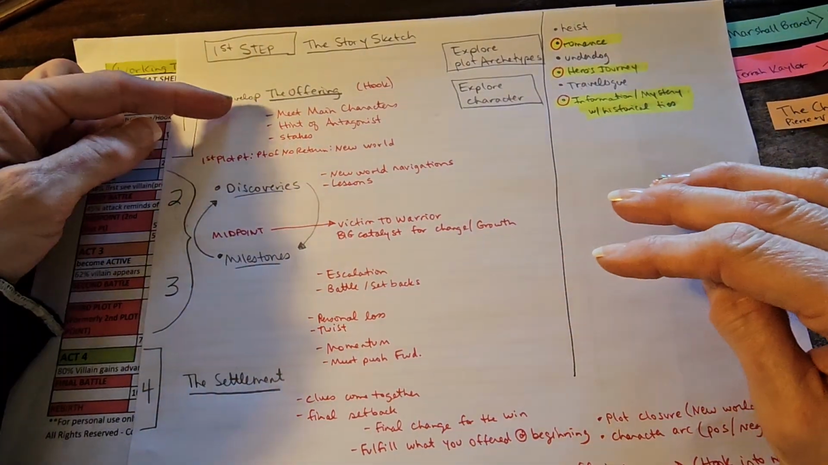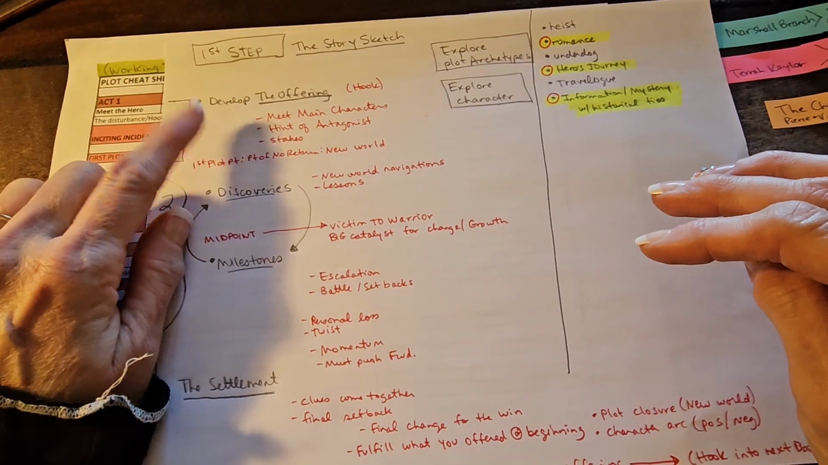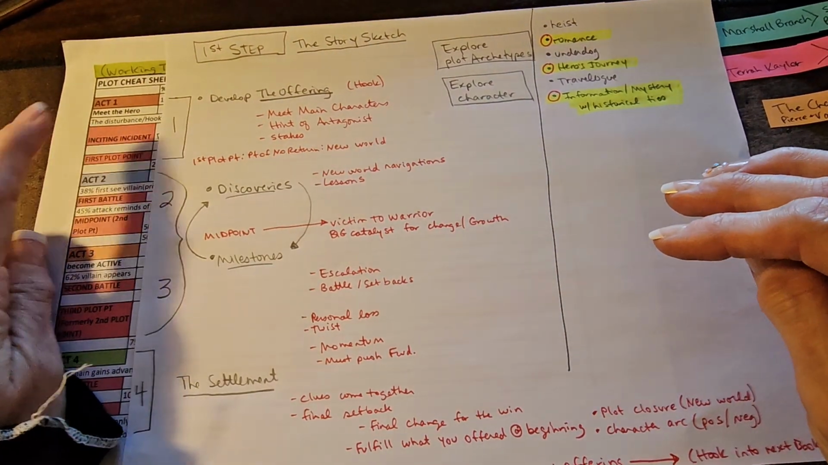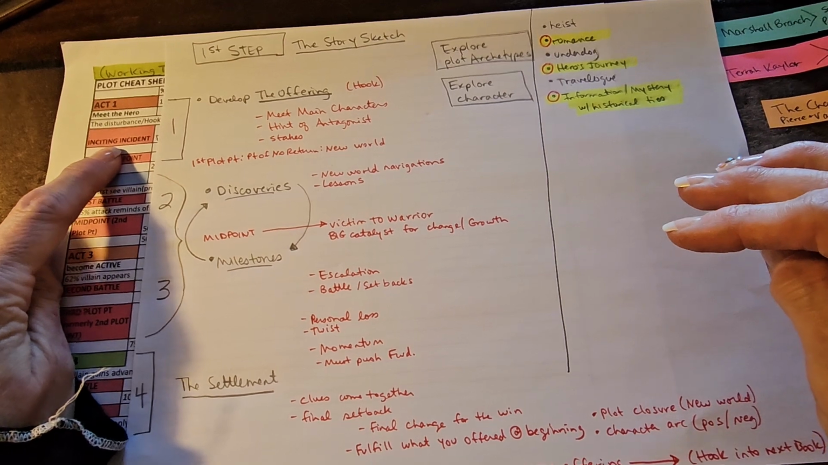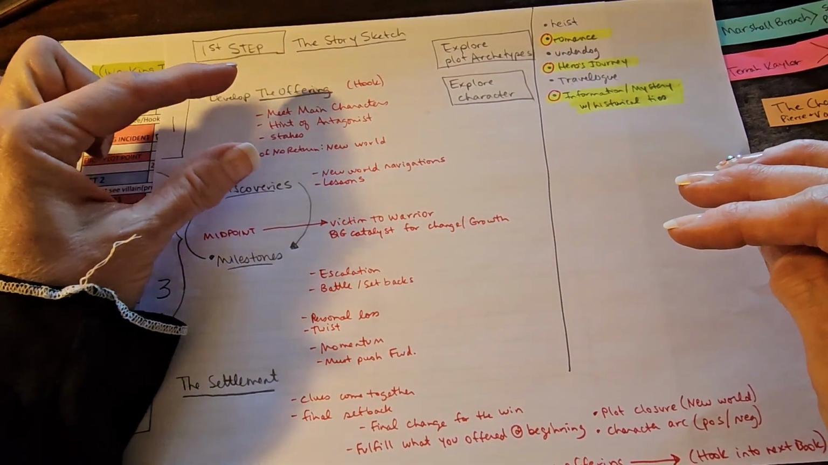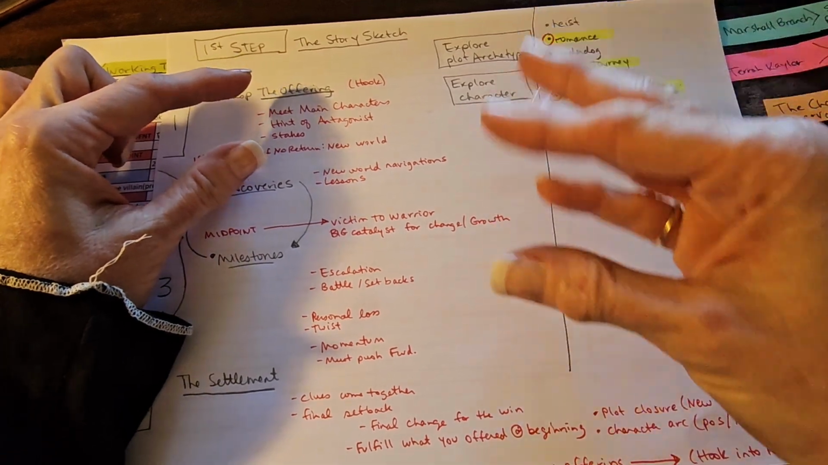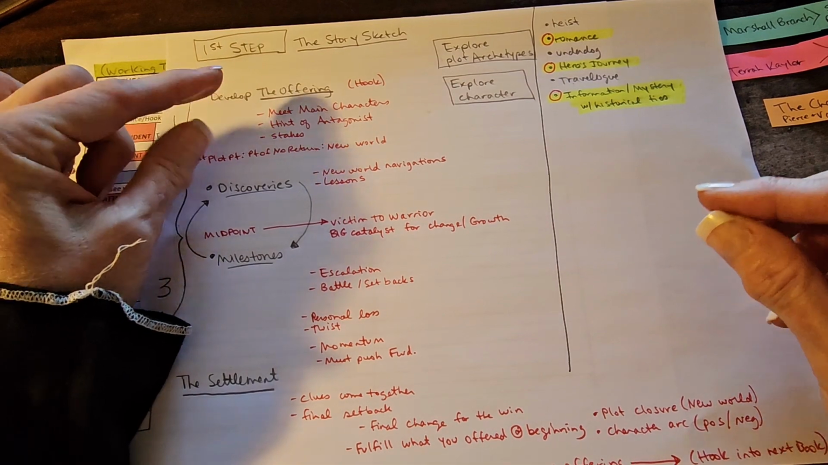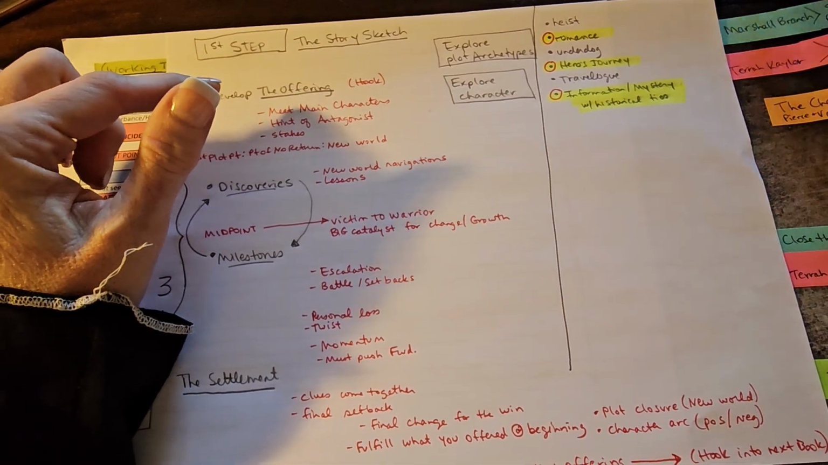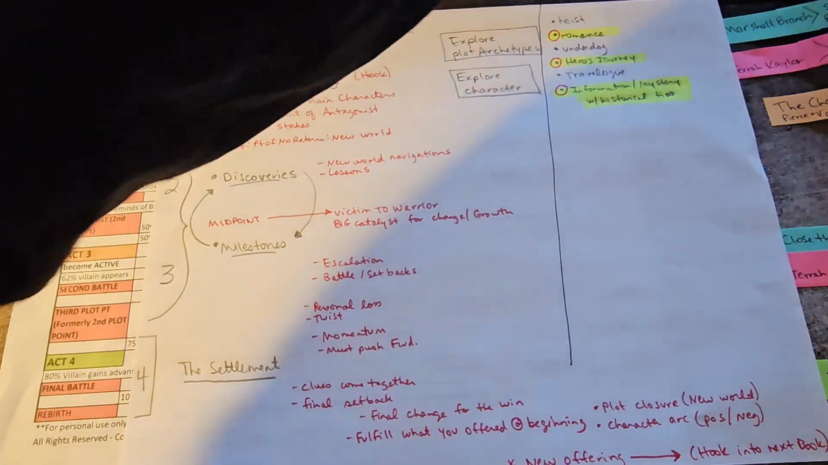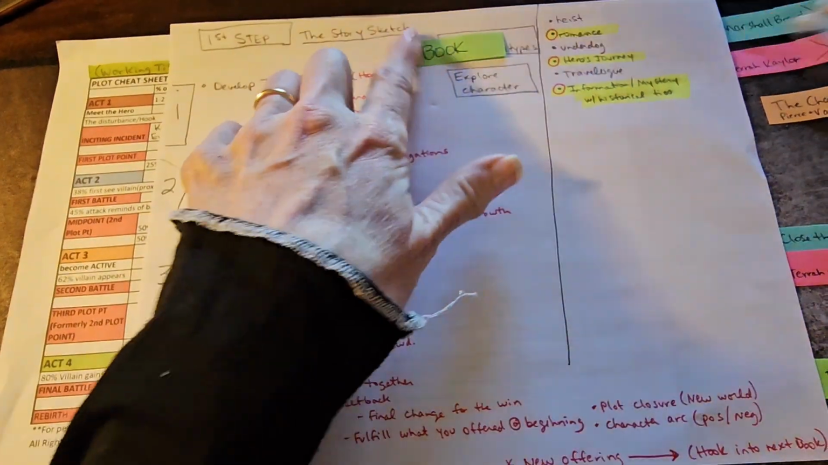So, when we started with developing our offering, sometimes this is called the hook. On our plot cheat sheet, this is called the inciting incident. At the beginning of your story, something happens which pulls your reader into that story, and that's when you make your offer.